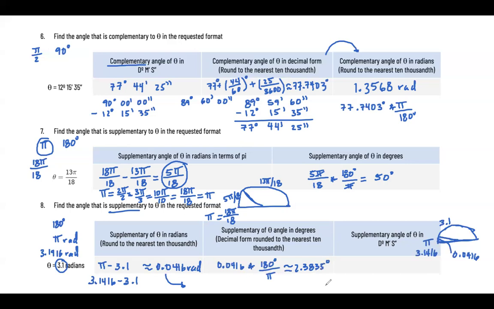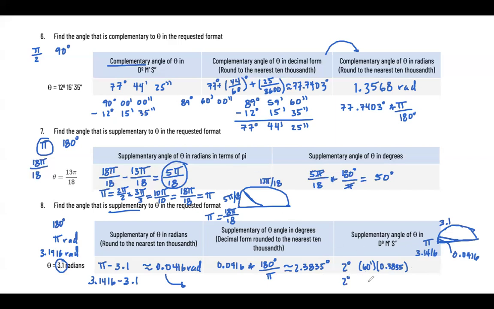2.3835 degrees. And how do we go from this into degrees, minutes, and seconds? So we already know that we have 2 degrees. Out of 60 minutes, we were able to complete around 38%, so 0.3835. So let's do 0.3835 times 60. That is 23.01.